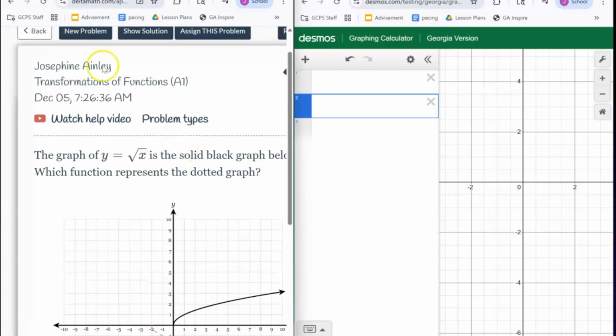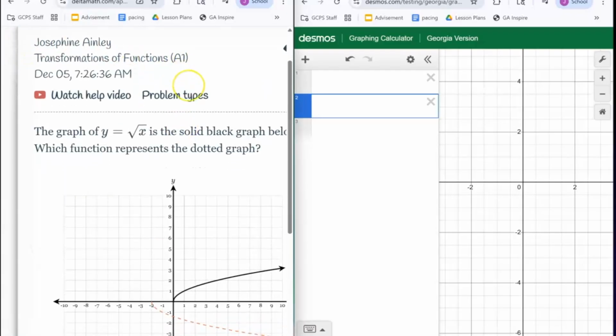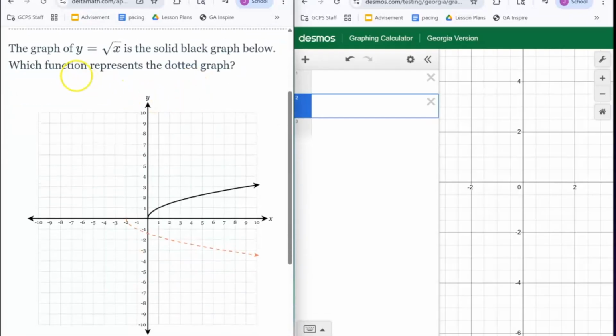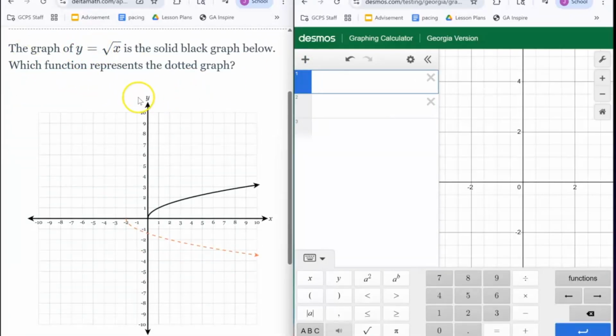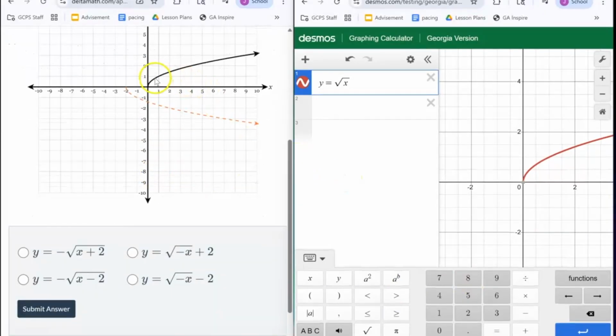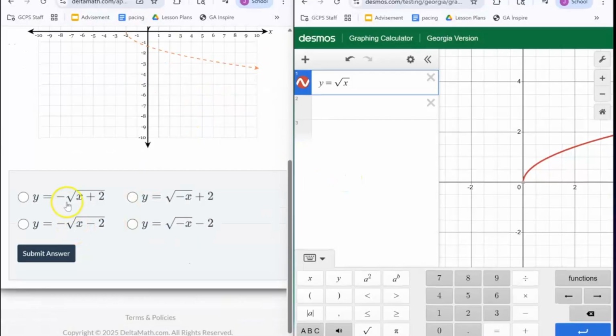All right, so this is going to be Transformations of Functions, AI calculator version, if you don't know the rules. So what you're going to do is type in the question. So y is square root of x. All right, once you have the question, you're then going to put in your answer choice. So you see that that looks like that one, right? Now you're going to put in the answer choices to see your transformations.